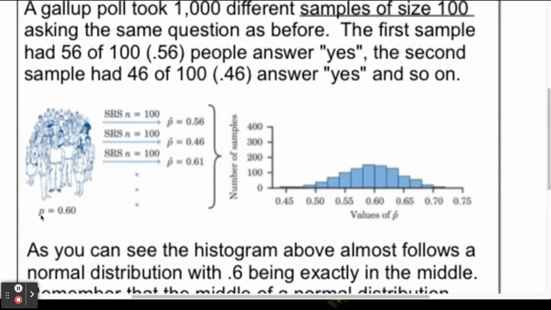So the parameter, if we're the lottery, their goal is that 60% of the population buys a lottery ticket every 12 months. Here was one sample's results that said that 56% said yes. Here was another sample that said 46%. Here was another sample that said 61%. And so on, with the idea being that each sample of 100 people got slightly different results. So they took 1,000 samples, and here's a breakdown of this.